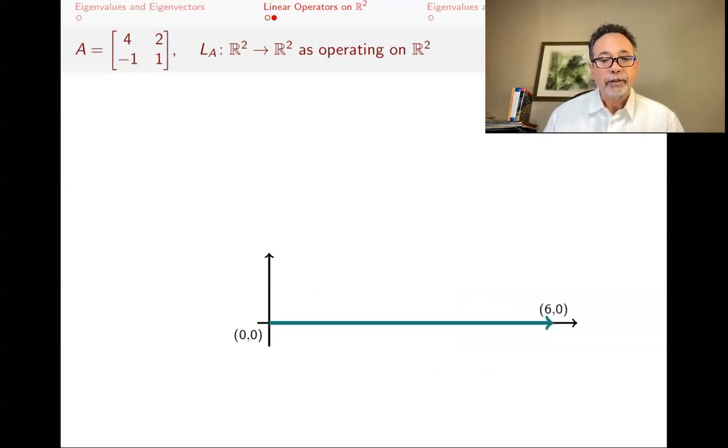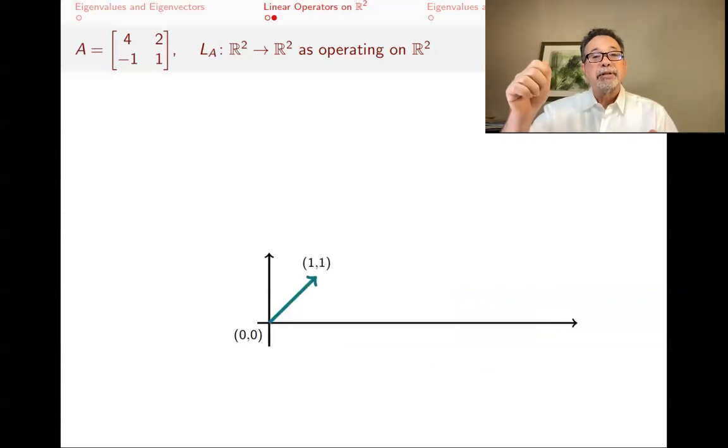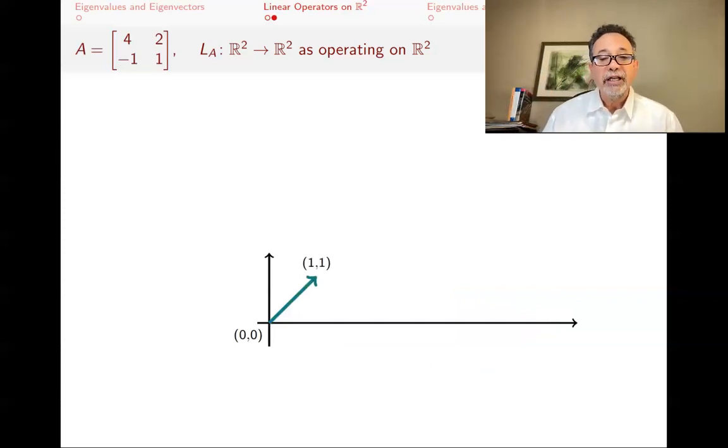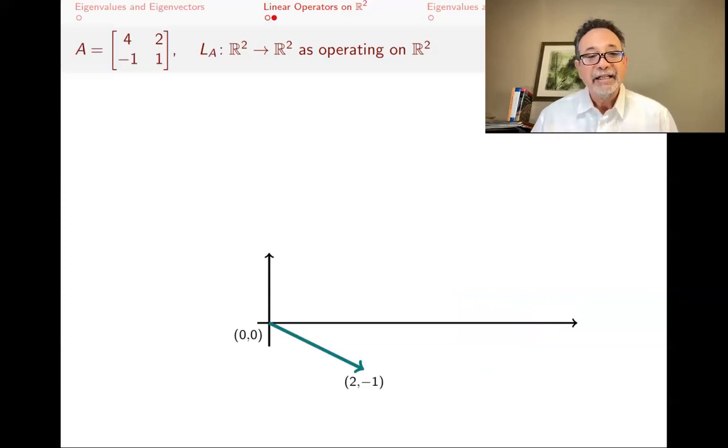Now, if you look at the point 1, 1, it goes to the point 6, 0. So the line segment between 0, 0 and 1, 1 is getting stretched and going to 6, 0. But now let's look at what happens to this line segment between 0, 0 and 2, minus 1. This is not one we have looked at before. So what does A do to that? What does the linear operator do to that?